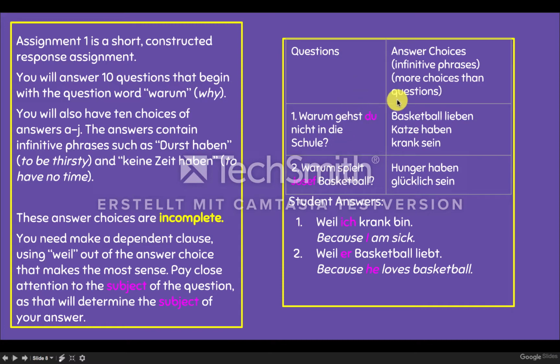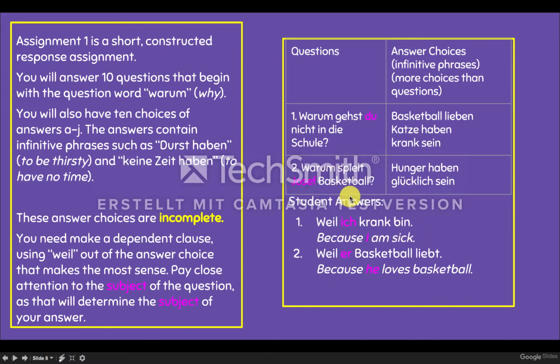So why aren't you going to school? We have love basketball, I have a cat, and we have I'm sick. I mean, that's not what these say, but once I translate them, once I put ich in there and weil, that's what they will mean. I think the one that makes the most sense is being sick, not because I love basketball or have a cat. So, weil ich krank bin. So, sein needs to be conjugated, and the form that we have for sein that falls under ich is bin. Ich bin. Because I am sick.